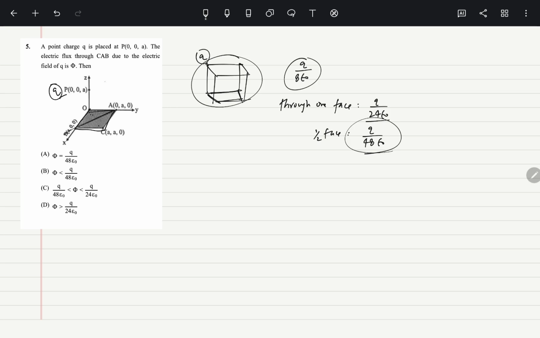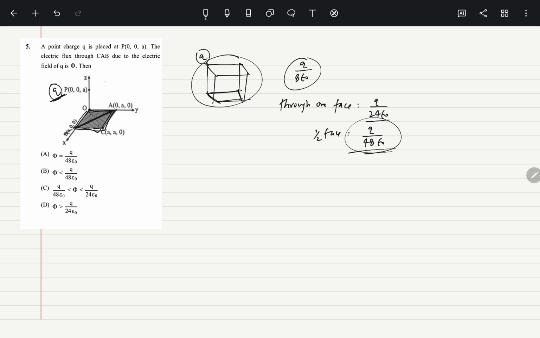So the answer is Q by 48 epsilon naught, but in the options you see that a less than or greater than sign is used, an inequality. So we have to be more accurate. If nothing is mentioned, we normally say Q by 48 epsilon naught, but if we compare it with the flux passing through OAB and OACB, we can say that the ACB face is far from this Q charge compared to OAB.